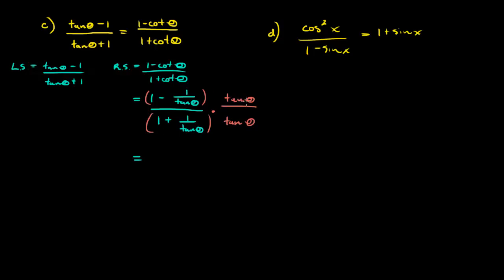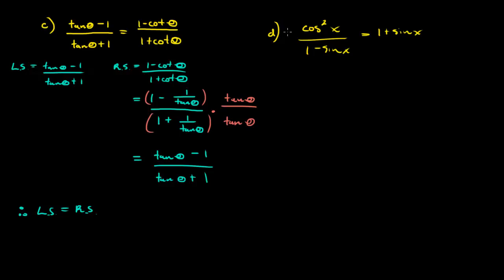When I distribute this factor of tan theta to the numerator, I get tan theta minus 1. When I distribute tan theta to the denominator, I get tan theta plus 1. And the left side is equal to the right side. So therefore, the left side is equal to the right side. So that identity wasn't too bad, but there's a chance that you could get stuck on this one because you might overlook this trick here.